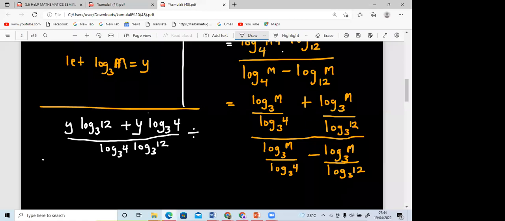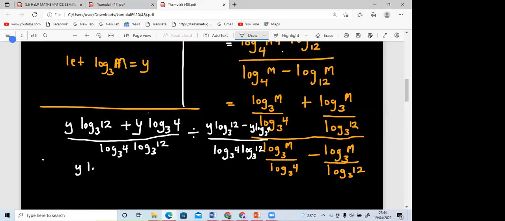This will be y log 3 of 12 minus y log 3 of 4 out of log 3. After that, I got the reciprocal, whereby all the denominators will cancel, and I factorize out y. Okay.